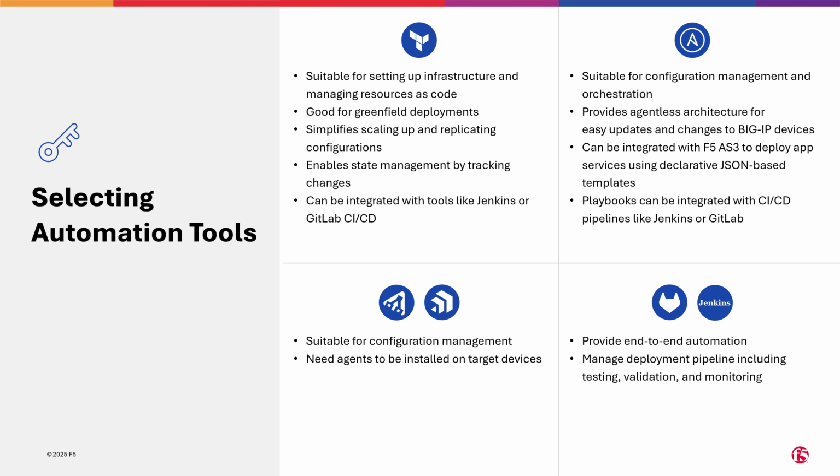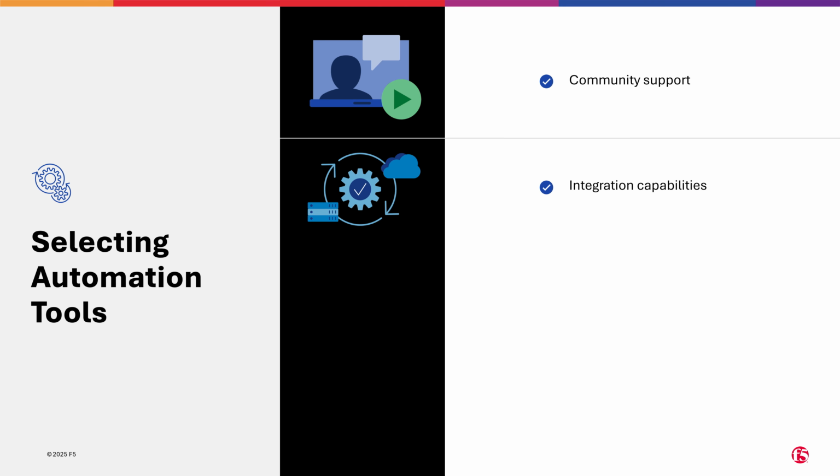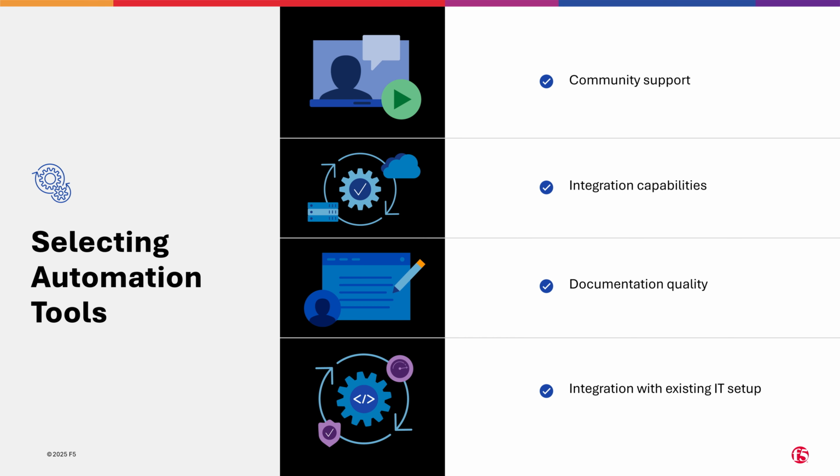Orchestration and CI/CD. To achieve end-to-end automation, consider integrating tools like Jenkins or GitLab CI/CD into your workflow. They help manage the entire deployment pipeline, including testing, validation, and monitoring. When evaluating tools, consider factors such as community support, integration capabilities, documentation quality, and compatibility with your existing environment. Sometimes a combination of tools is the best approach, as it allows you to cover different aspects of automation with the most suitable technology. By carefully selecting the right tools for your use case, you ensure a more efficient and reliable automation process that fits seamlessly into your IT environment.